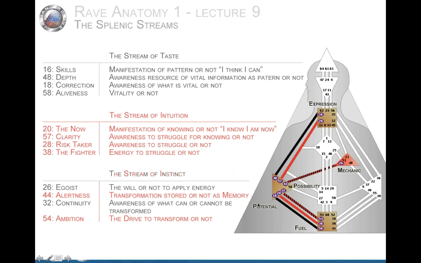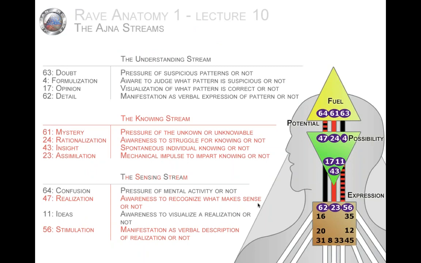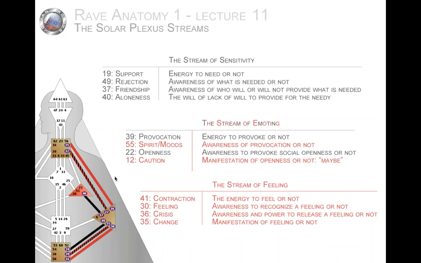So this is one of the things he said, that he had a real love affair with the mechanics of the BodyGraph, specifically the streams, because it was real key to mastering an understanding of the BodyGraph and the energy and how it flows through the BodyGraph. So here's an image of the ajna streams, and he'll take you through the understanding stream, the knowing stream, the sensing stream, through all of these things, and also solar plexus, again, taking you through all the streams through the solar plexus. So you'll get a really good feeling and understanding of the centers, the gates, the channels within these streams.